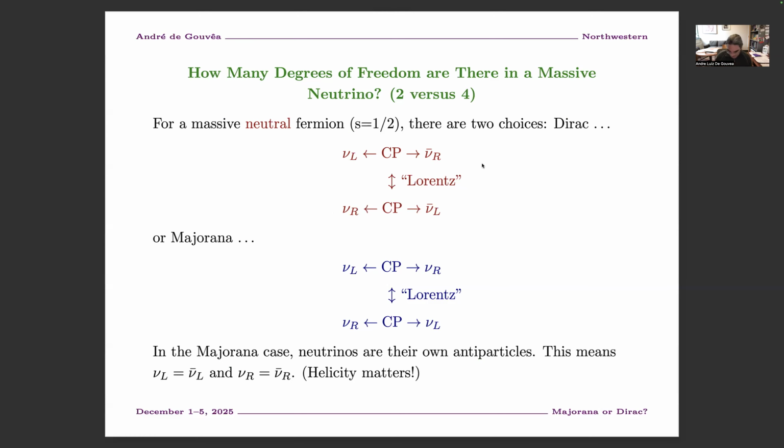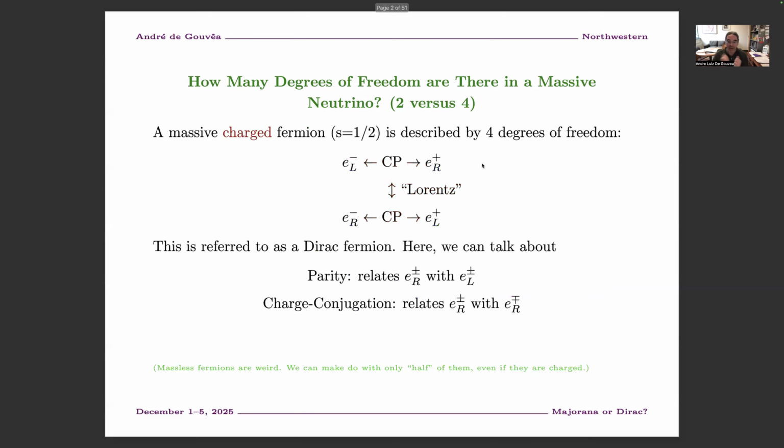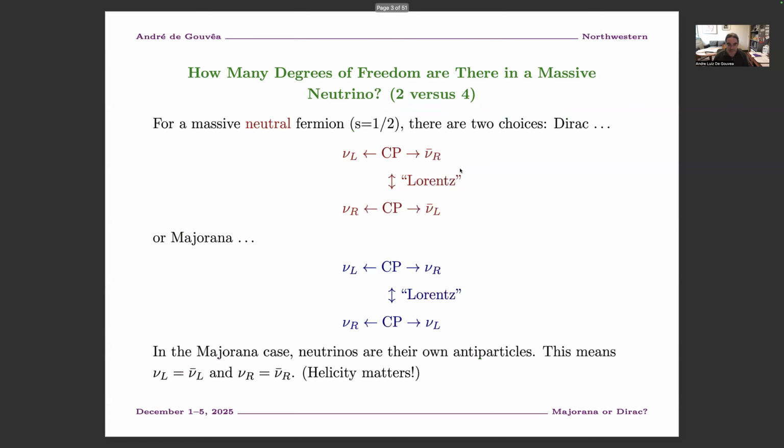That's a choice that I can make, and it's a choice I don't have with the electron because you notice that this state, which is the CP conjugate of the left-handed electron, has positive charge, while the Lorentz partner of the left-handed electron, which I'm calling the right-handed electron, has negative charge, and those two states are obviously different states. But in the case of neutrinos, I can equate the right-handed neutrino with the right-handed antineutrino, and I can postulate that that's the same particle.